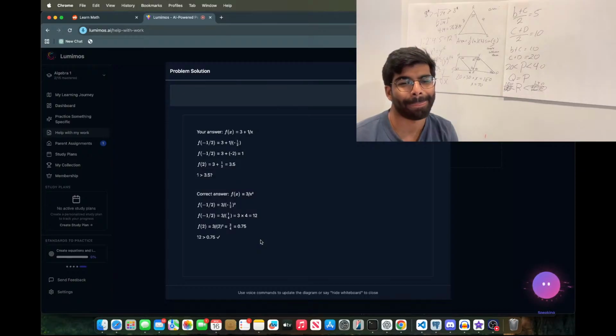12 is definitely greater than 0.75. So the key difference was that the x squared in the denominator turned that negative into a positive, which made the whole thing way bigger. Does that click now? Yes, and I think I know.